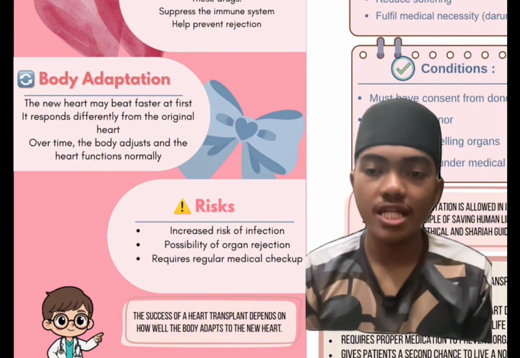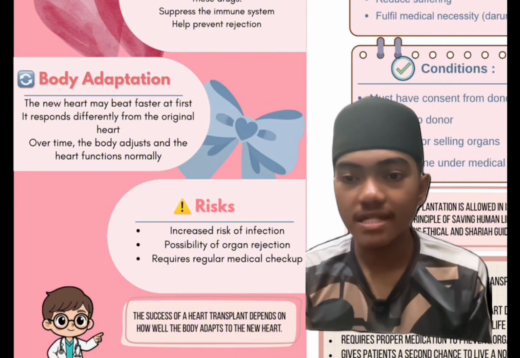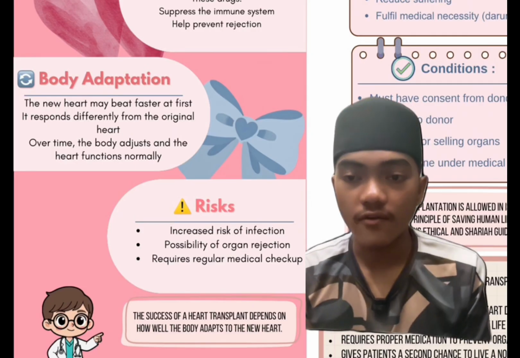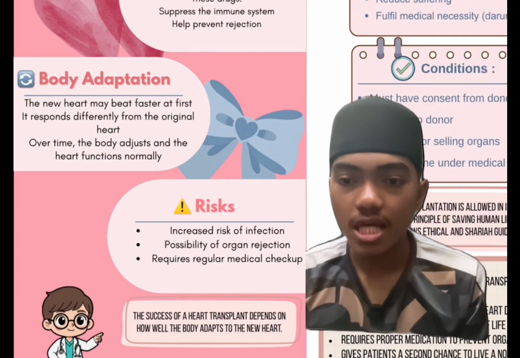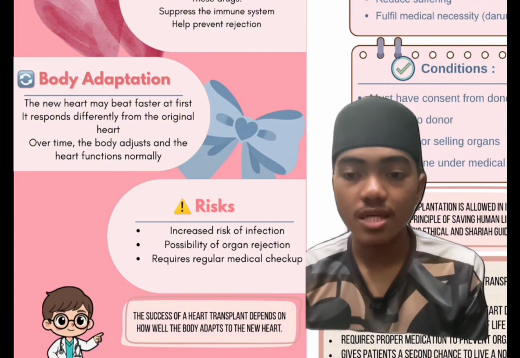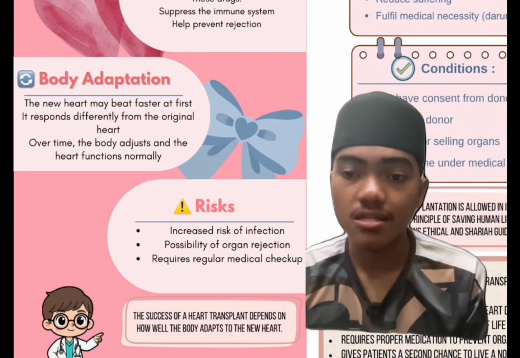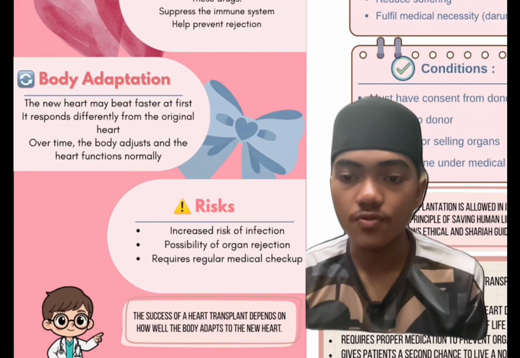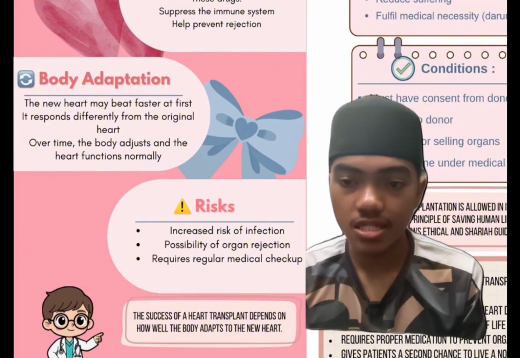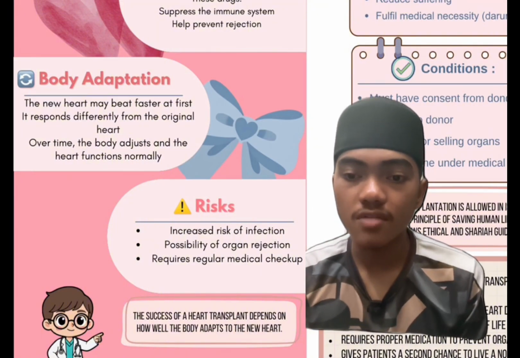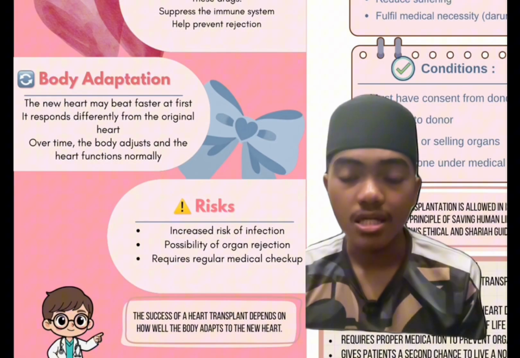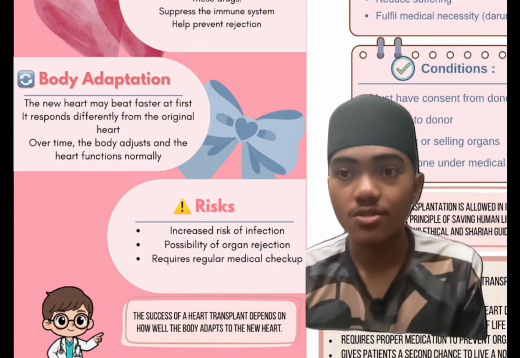Next is body adaptation. The new heart may beat faster at the beginning and function differently compared to the original heart. However, over time, the body gradually adapts and the heart starts to function more normally. There are also some risks. Patients have a higher chance of getting infections due to a weakened immune system. There is also still a possibility of organ rejection and they must go for regular medical checkups. In conclusion, the success of a heart transplant depends on how well the body adapts to the new heart.